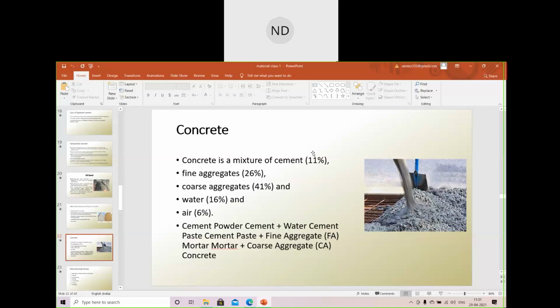Concrete has what? Cement, fine aggregates, coarse aggregates, water, and air will be there. These are in proportions: cement 11%, fine aggregate 26%, coarse aggregate 41%, water 16%, and air will be there 6%, which you can expel also. Okay, so next is your manufacturing.